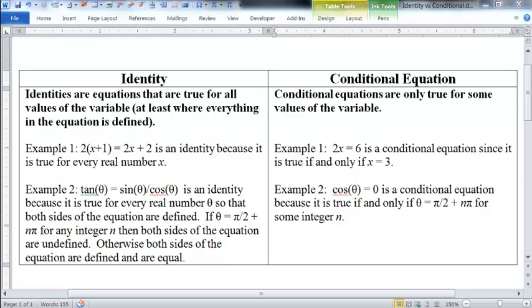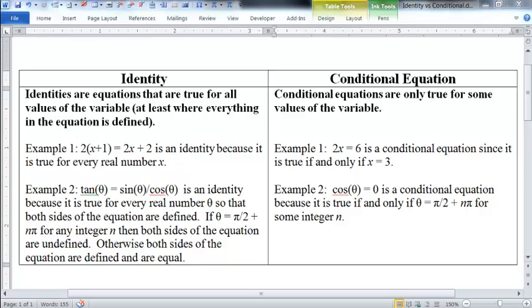Today we're going to talk about identities and conditional equations a little bit and look at some fundamental identities that we have from trigonometry. Now, an identity is an equation that's true for all values of the variable, or at least for all values where both sides of the equation are defined. On the other hand, a conditional equation is an equation that's only true for some values of the variable.